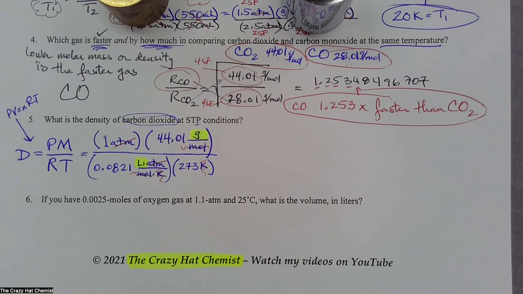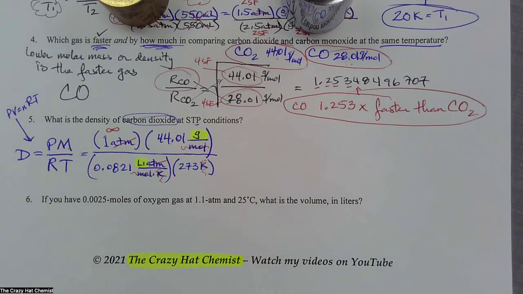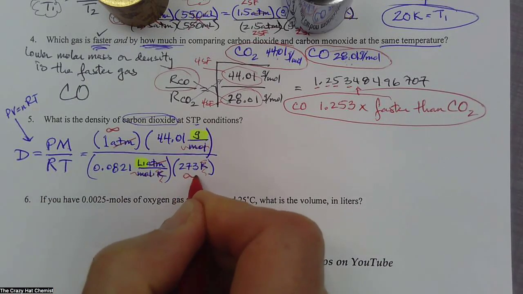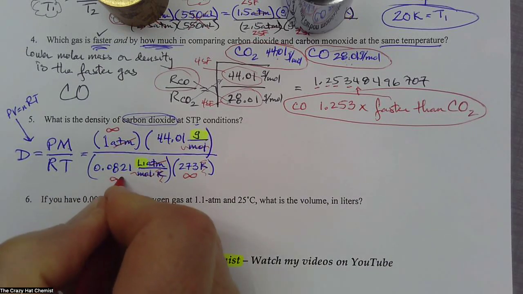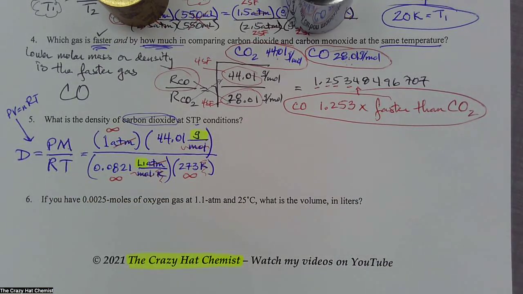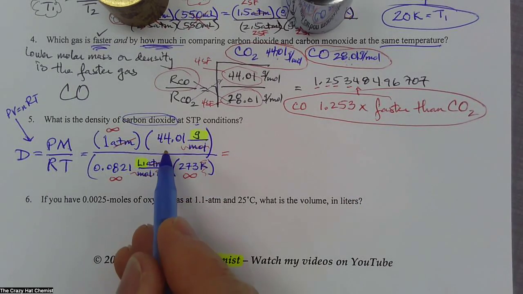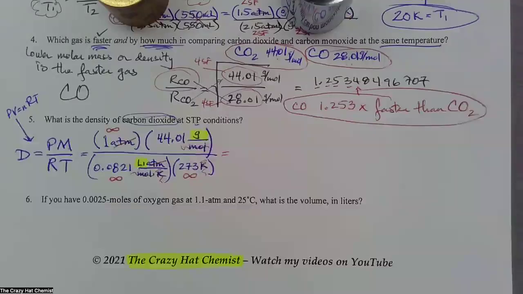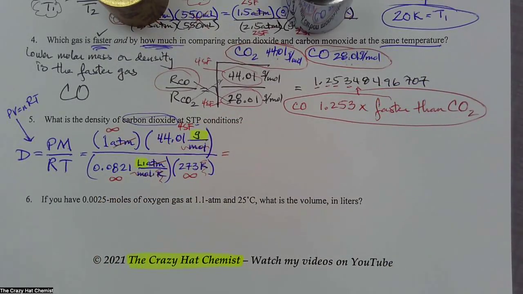Okay. All right. This is a definition because it's at standard temperature and pressure. And then we'll say that this is a constant. So we'll say that that's an infinite number of significant figures. So the only one that I really have to worry about here is this molar mass, which has how many significant figures? 4 significant figures. So my answer is going to have 4 significant figures.